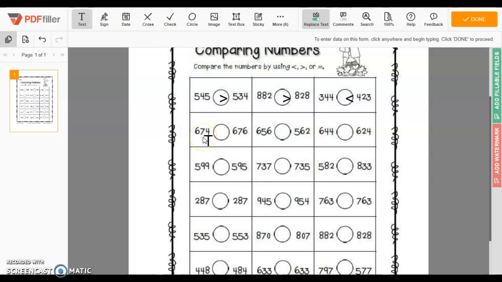I have a 7 in the tens place in 674, and in 676, I also have a 7 in my tens place. That means that my tens place is not giving me any new information, so now I have to go down to my ones place. In my ones place here, I have a 4. In my ones place in 676, I have a 6. Which number do you think is larger, 4 or 6? If you said 6, you're correct. So which way do we want our alligator mouth to face?